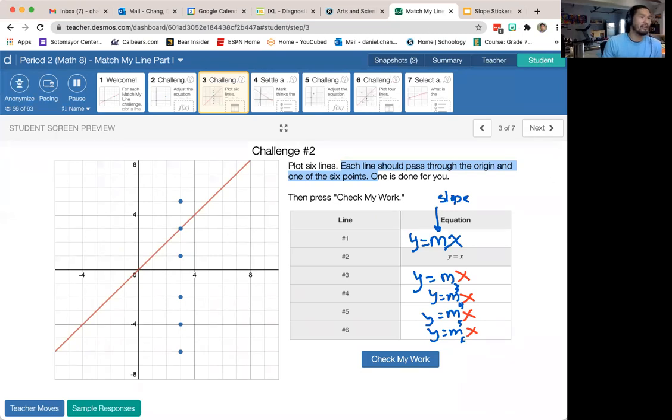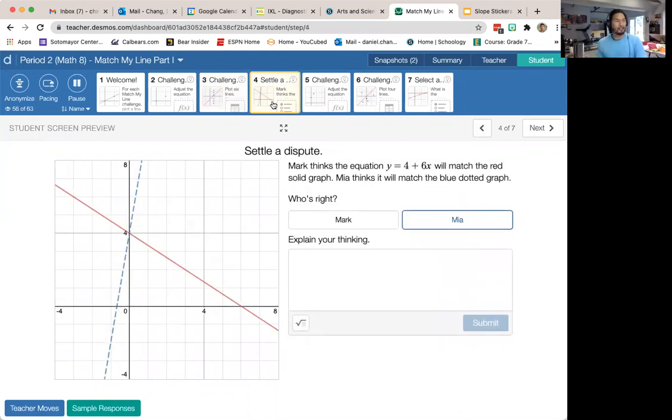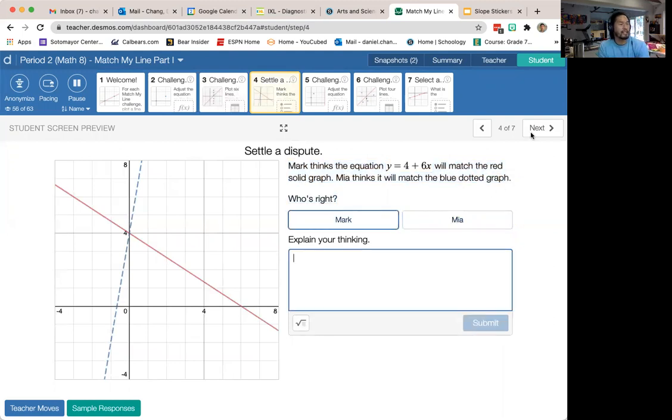Now, let's move on to the third part of this, the third question that I'm going to go through on this video, which is page number 4 in Desmos. It's called Settle a Dispute. It says Mark thinks the equation y equals 4 plus 6x will match the red solid graph. Mia thinks it will match the blue dotted graph. Who's right, Mia or Mark? Explain your thinking.